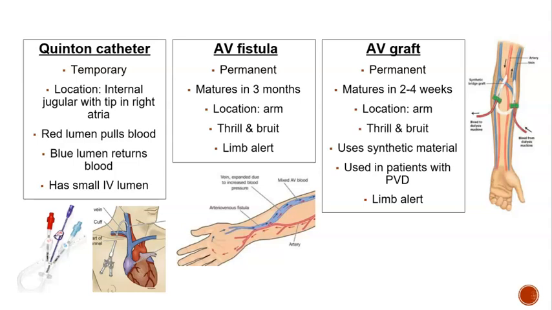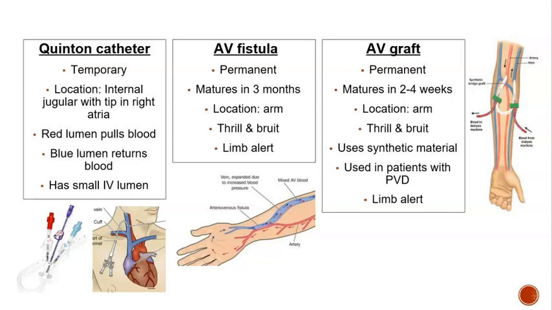If your patient has a Quinton catheter, that is going to be a temporary catheter placed in the internal jugular with the tip sitting in the right atria. You'll have a couple different ports, as you can see on this slide. There's a blue port and a red port that's used for dialysis. And then there's a smaller port in the middle that can be used as an IV. Only the dialysis certified nurses will use the blue and the red ports. However, the nurse can use the smaller middle section that acts as a normal IV to give IV medications.